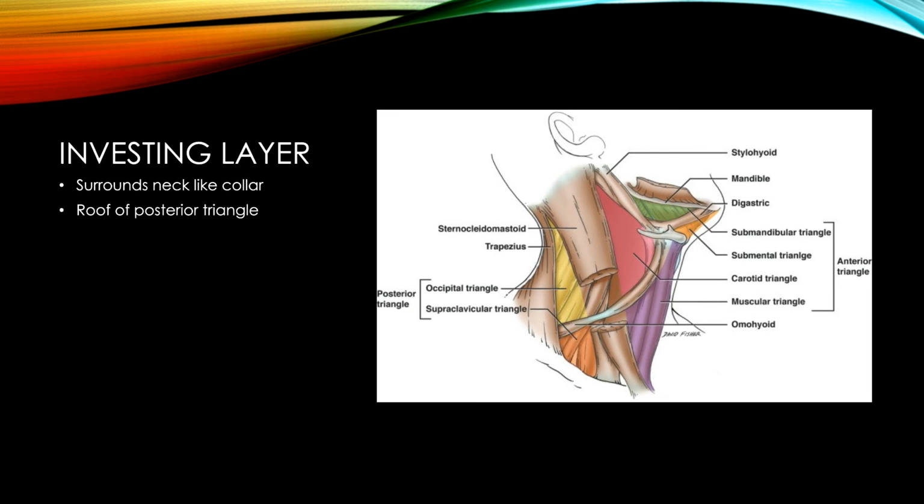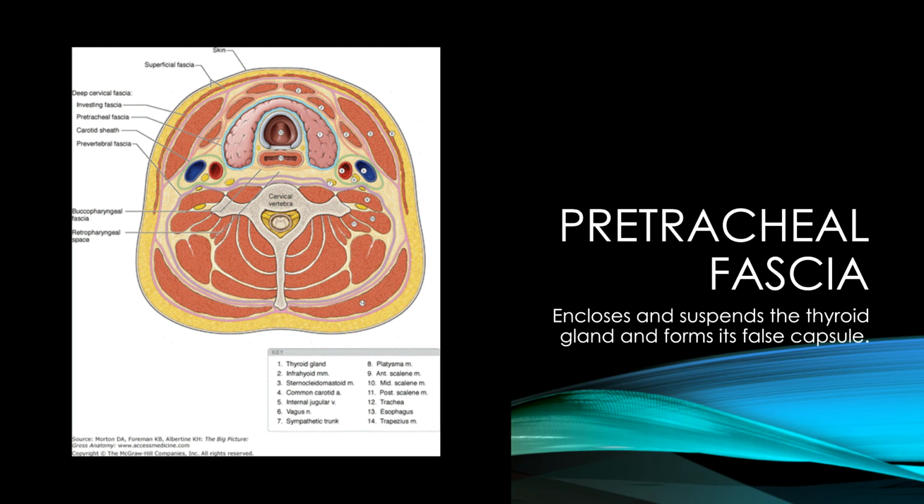Then we also see about this investing layer, which forms pulleys to bind the tendons of digastric and omohyoid muscles. We already know that the digastric muscle has anterior and posterior belly, and in between they form a pulley. So this investing layer forms pulleys between these two muscles. It also forms the roof of the anterior and posterior triangles, and it forms the stylomandibular ligament and parotidomasseteric fascia. So this is the information about the investing layer. Now we are going to see about the pretracheal fascia, which is appreciated in this image.